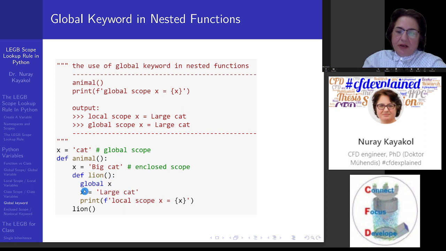So if you define a global variable x, and you give it a new value, large cat, you modify the value of x both in the function and in the global scope, and it becomes a large cat. Actually, we use the global keyword inside of nested functions.